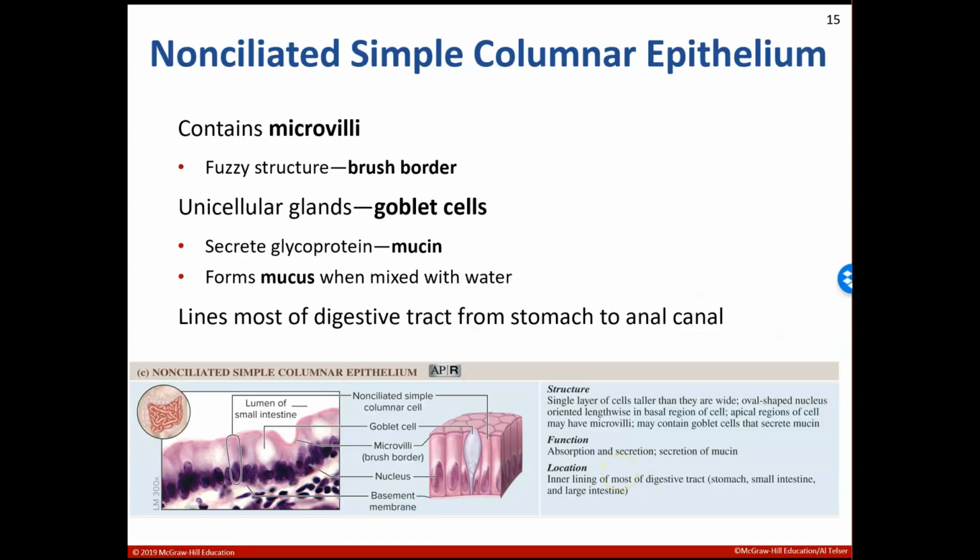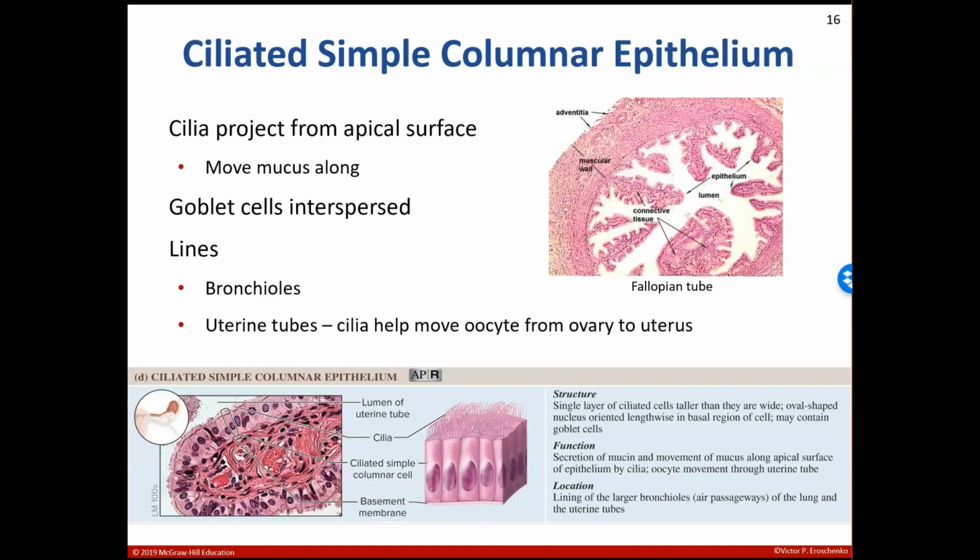Another thing we're going to see with our columnar cells is that they are going to have these goblet cells, not always, but in most cases. And these goblet cells are unicellular glands, and they're going to secrete glycoprotein called mucin. This forms mucus when it is mixed with water, and it's going to line most structures in our digestive tract from the stomach over to the anal canal.